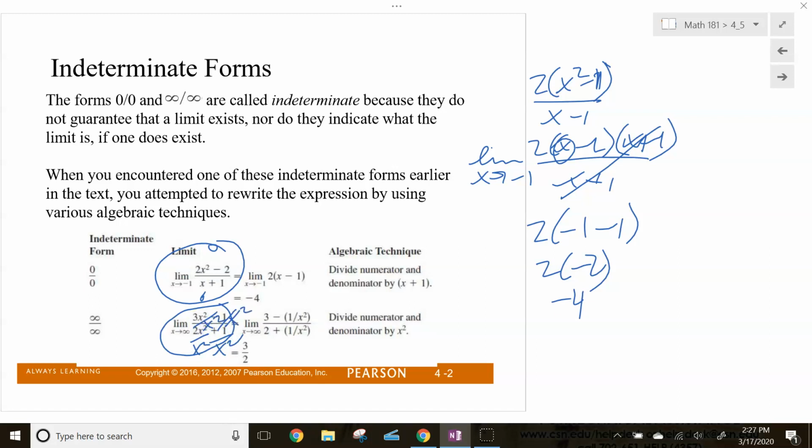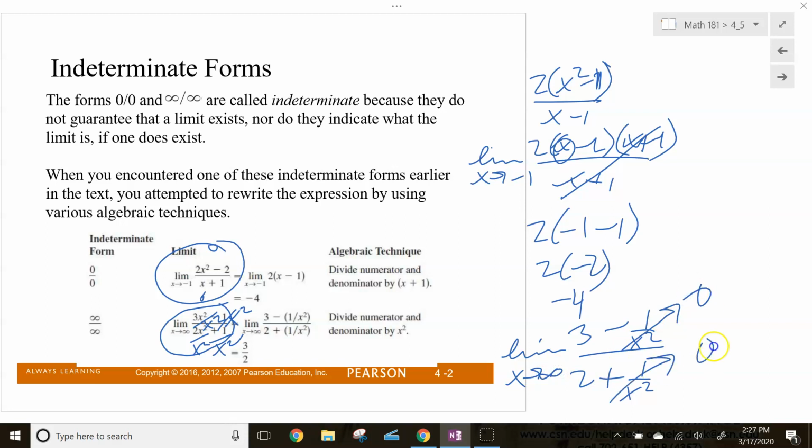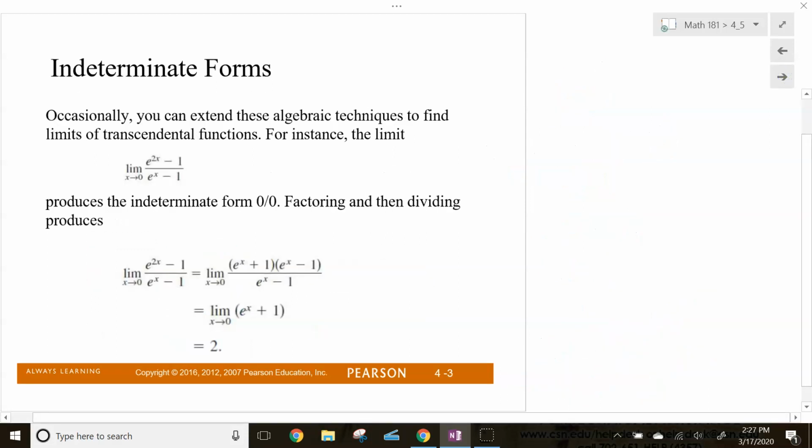So it ended up being 3 minus the 1 over x squared, like it shows, over 2 plus 1 over x squared. And then as we took this limit as x goes to infinity, 1 over infinity squared, that's going to 0. So you're just left with the 3 halves, right? And for that function, of course, that'd be our horizontal asymptote as well.